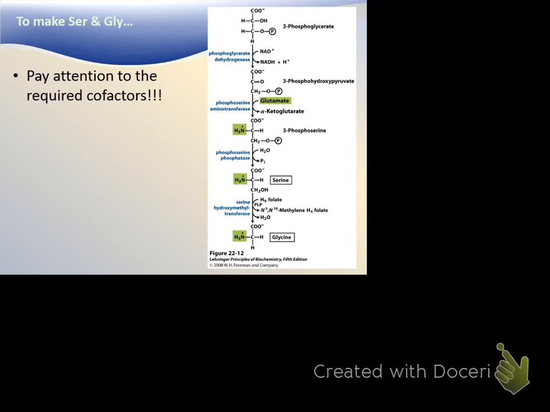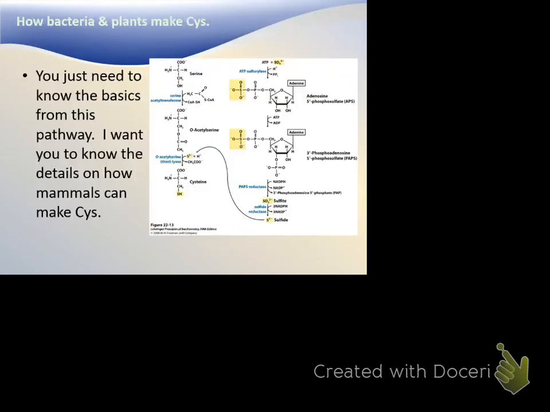You just need to be able to compare and contrast the way, like where does the sulfur come from? Sulfur is one that we don't usually talk about a lot. And if you notice here, there are several steps for the plants and bacteria to make cysteine.